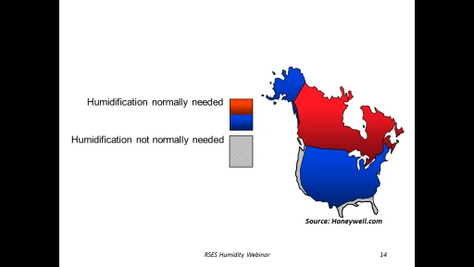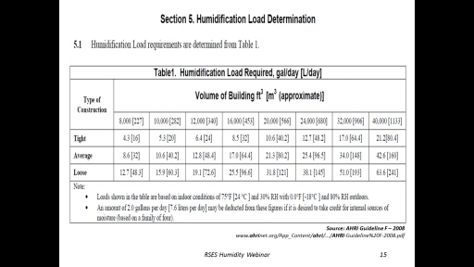And this is simply a map. The source was Honeywell, that shows humidification needs in normal circumstances and humidification not normally needed. And you see the western United States and the southern, southeastern United States. Humidity is not normally needed. Remember, we're still talking about winter. In the summer, we don't normally want to add humidity.